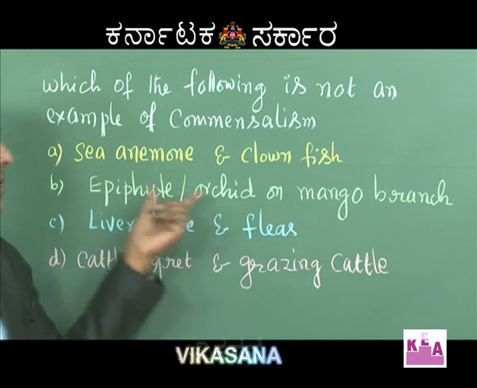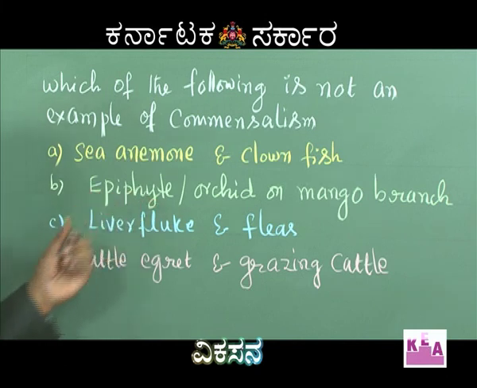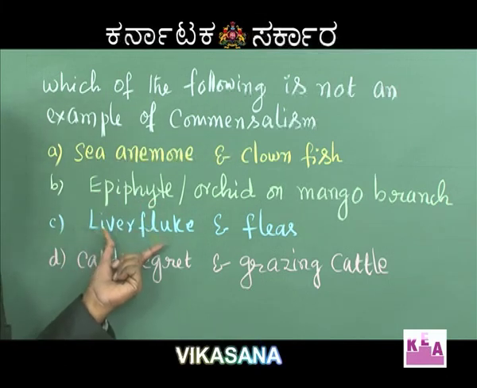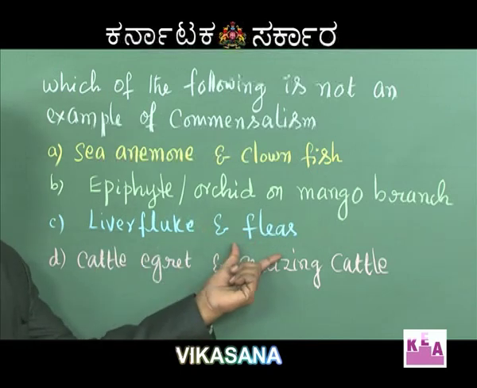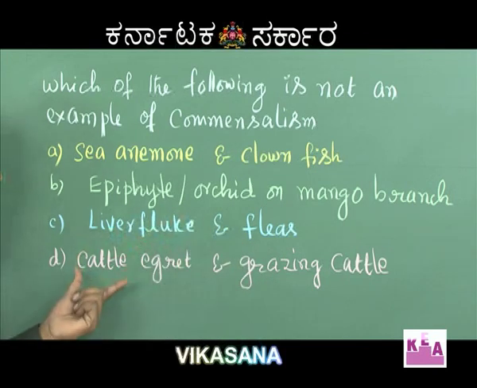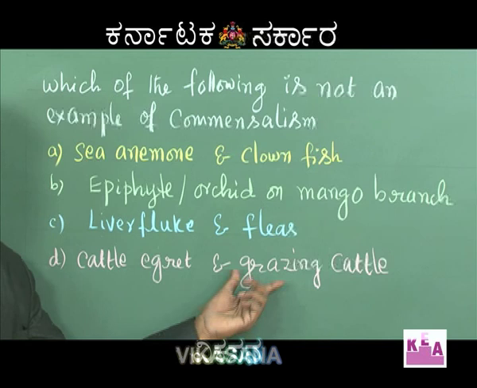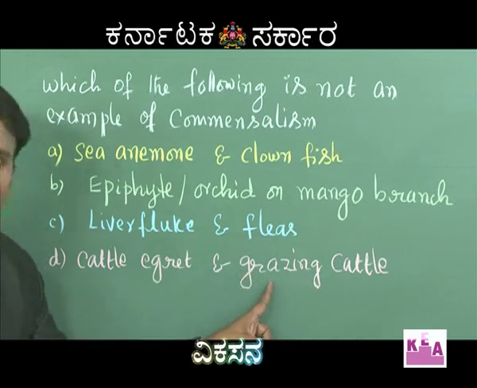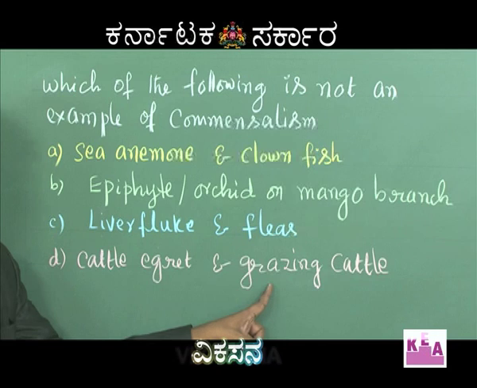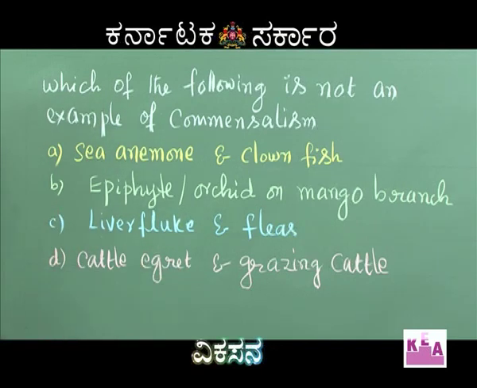Option B, epiphyte on a mango tree. Epiphyte or an orchid is a plant which grows on other plants. Option C, liver fluke and fleas. Liver fluke is an endoparasite. Fleas are ectoparasites. And option D is cattle egret and grazing cattle. The cattle egrets are small birds, always moving along with the grazing cattle. When the cattle move through the vegetation, they shake the vegetation to release the insects, and these insects are eaten by the cattle egret. Let us see the correct option now.